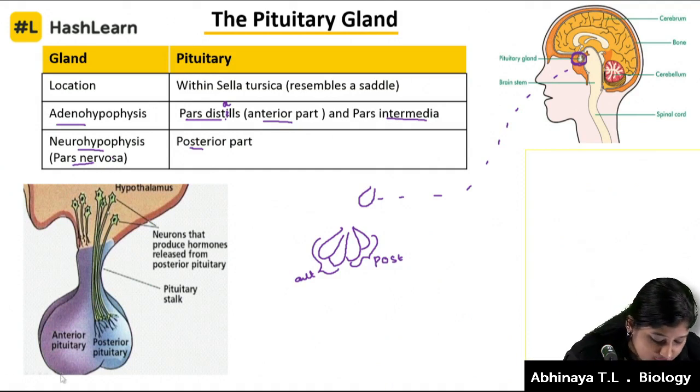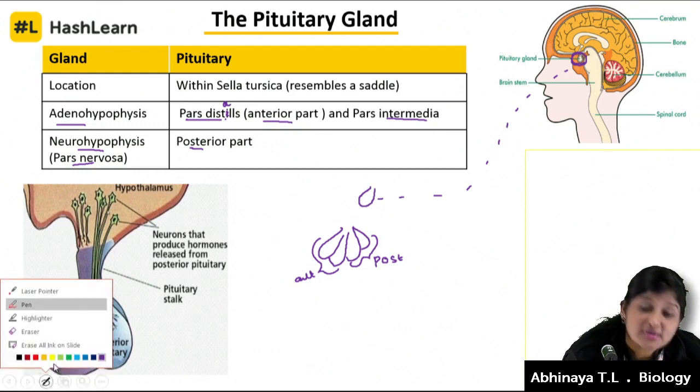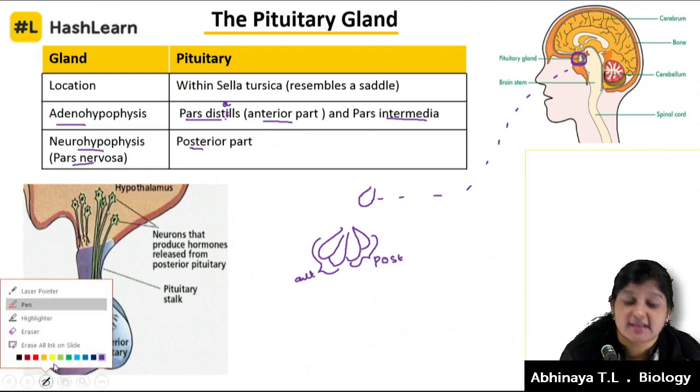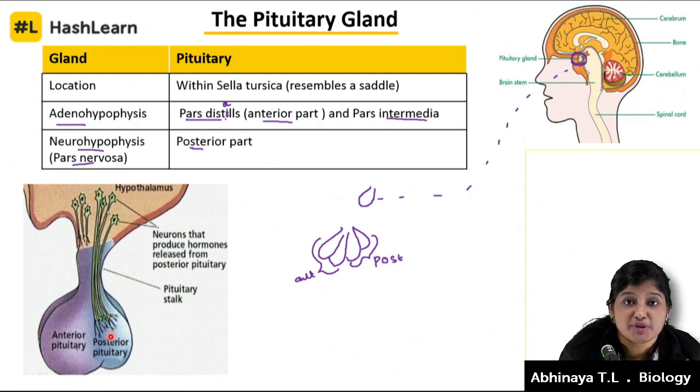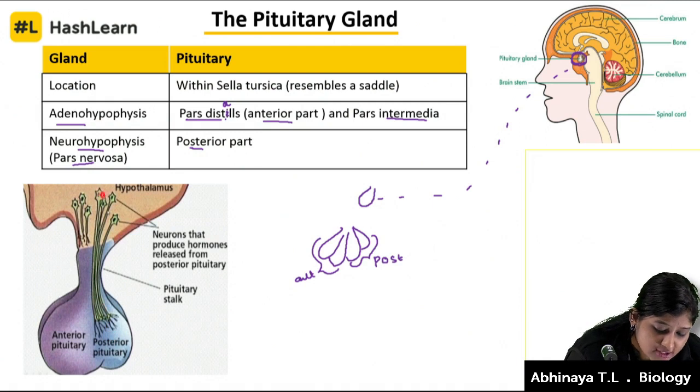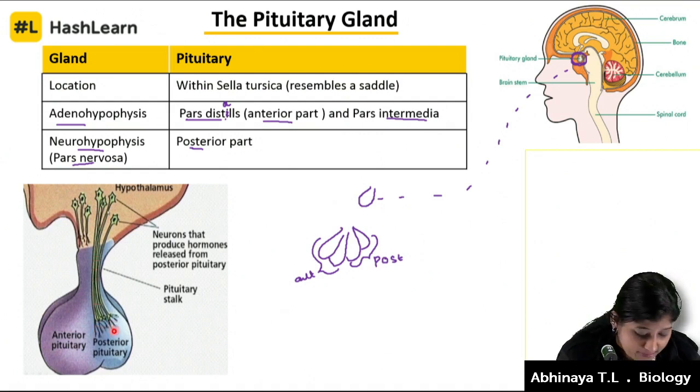Now I was saying about this portal circulation system. The numerous nuclei, that means the neurosecretory cells, as I told you. You see the nerves here. These nerves get directly into the posterior pituitary part. The hormones secreted by these nerves travel through the axons, get inside the nerve endings, and get collected in the posterior pituitary.